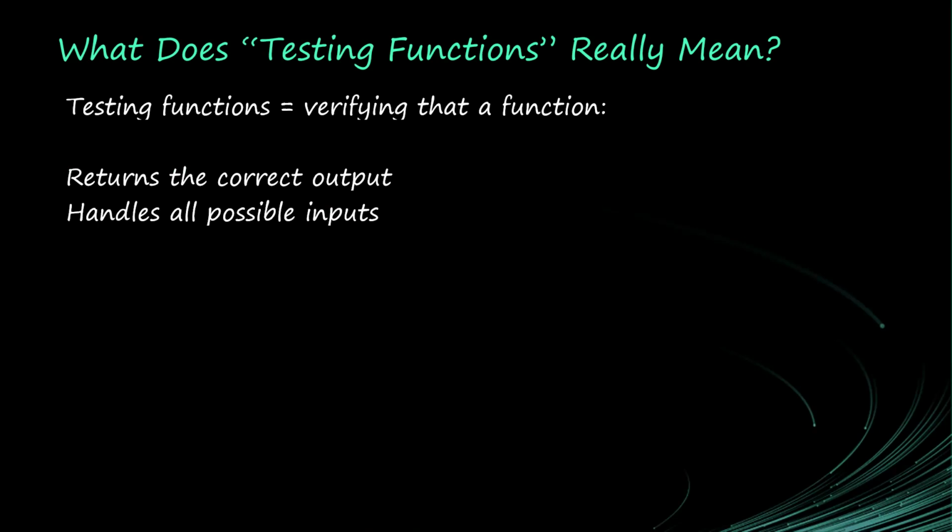We are also verifying that the function handles all possible inputs. Now, when we have an adder function, we're taking a look at all possible inputs. If the user gives us a negative number, if the user gives us an undefined value, if the user gives us anything, we are testing against all the possible inputs. We are also verifying that the function fails safely when needed. So when the function fails, it should fail safely, okay?